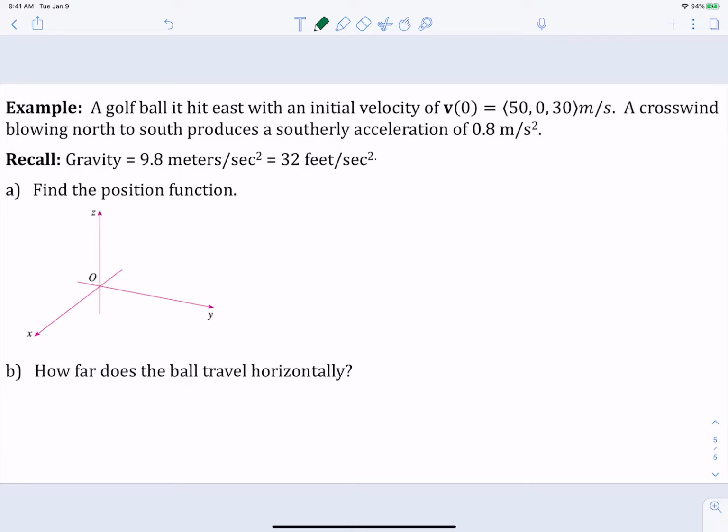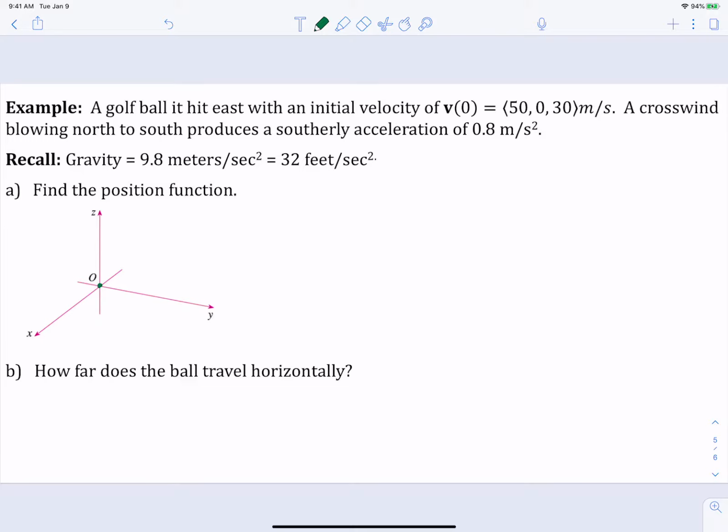And this one's in 3 dimensions. So we've got another golf ball, but we've got another component here. We're going to have a wind. So we've got a golf ball and it's hit east with an initial velocity of v of 0 is 50, 0, 30 miles per second. And then there's a crosswind, blowing north to south, and it produces a southerly acceleration of 0.8 meters per second.